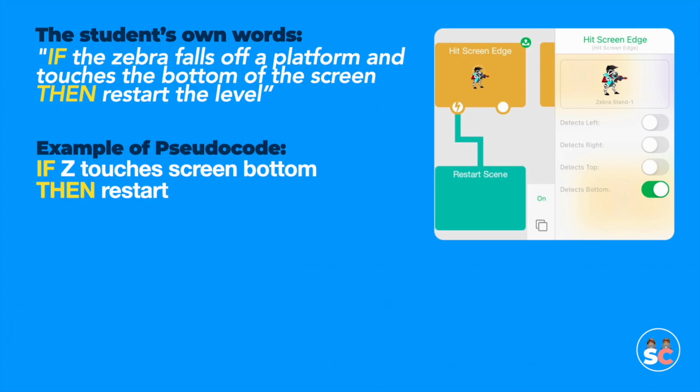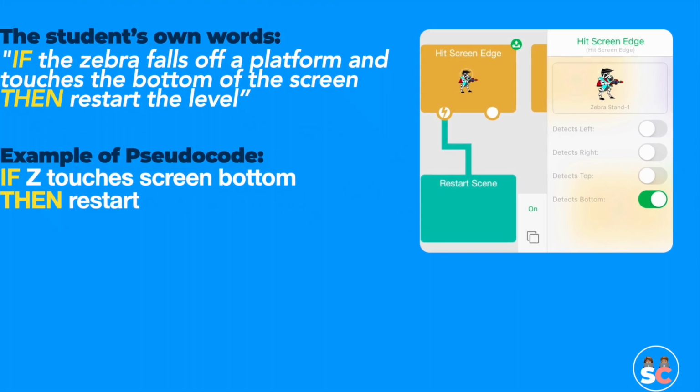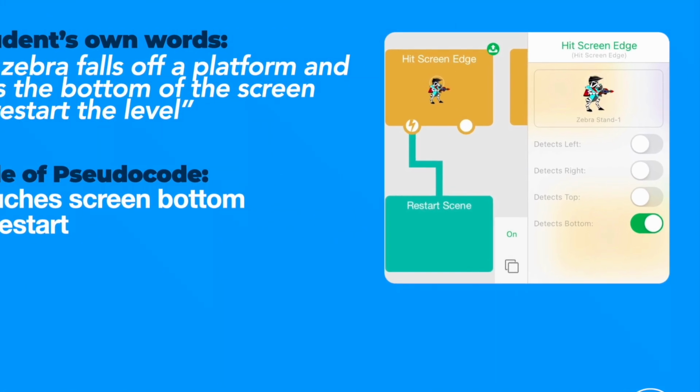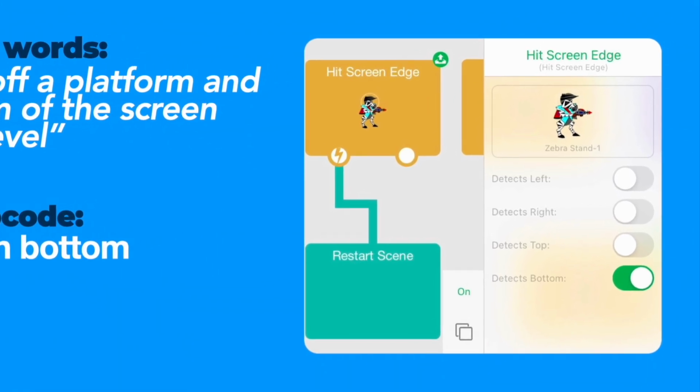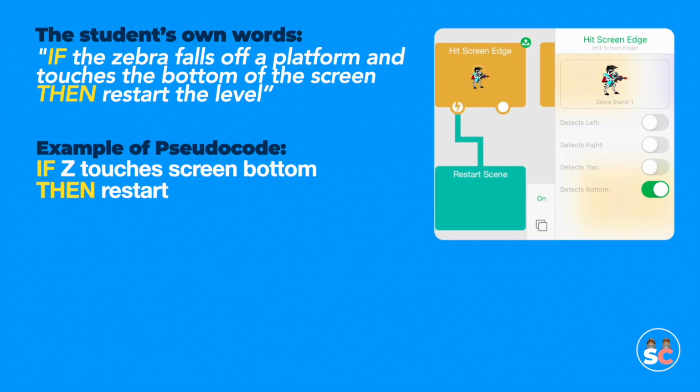And on the right hand side, I've taken a snippet of the code from hyperPad. And you can see I've selected the zebra. You can see the zebra's in the middle of the box there. And if it hits the edge of the screen, and I've actually selected it, have a look at the bottom right corner there. It says detect bottom. So you've got detect left, right, top, and bottom. And I've got detect bottom. Then we restart the scene.